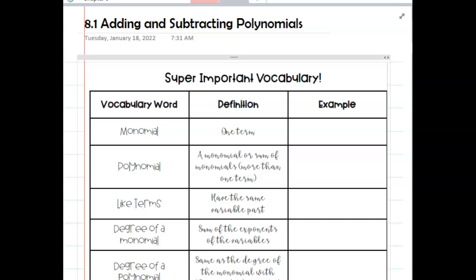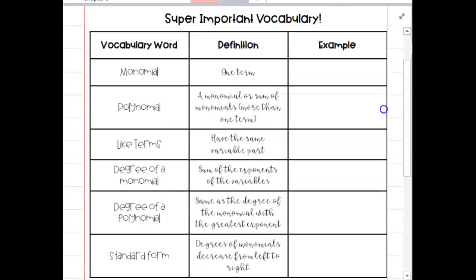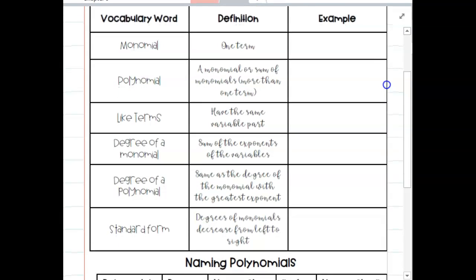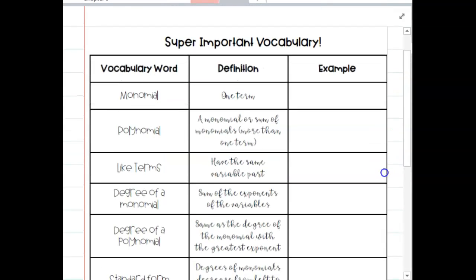I used to cram all this into one day, and I was like, no, we do not need to cram this all into one day. We're going to take it slow, and we're going to split it into 2 days. So today we're going to focus more on the vocabulary, and then tomorrow we'll focus a little bit more on the adding and subtracting. So on your notes, we have some super important vocabulary.